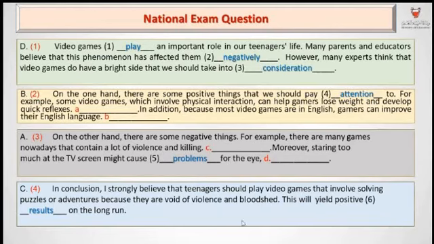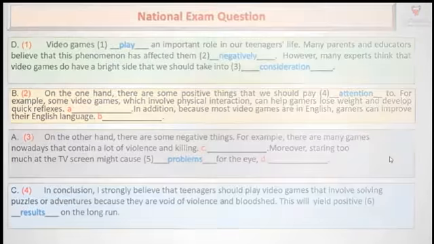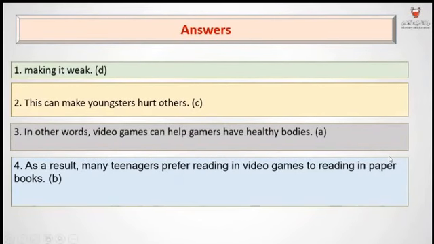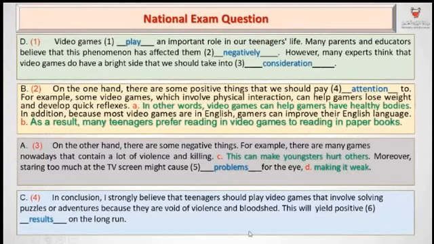All right, let's have a look at the model answer. So, one is D. Two is C. Three is A. And four is B. Let's have a look at where they fit in. All right. So, A.